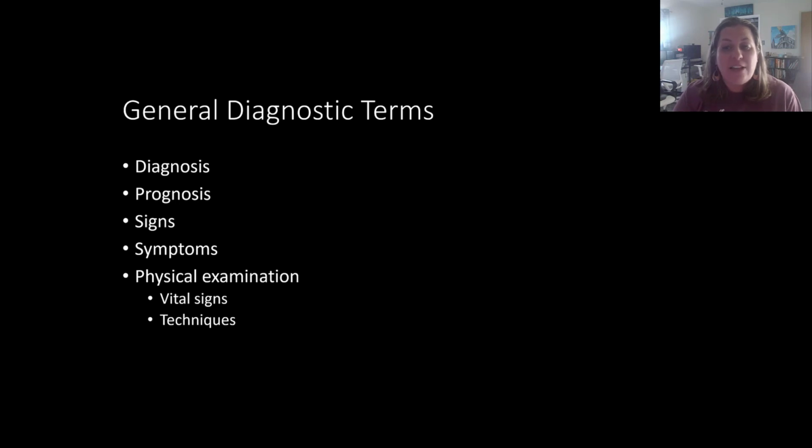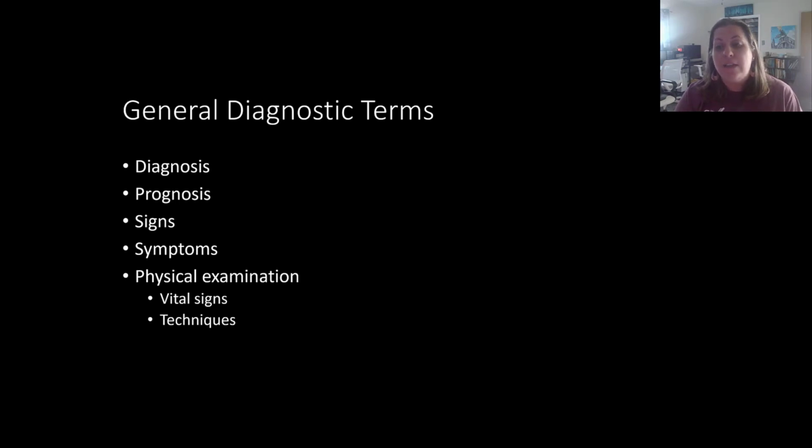Now, after we have a diagnosis, this also brings us to what we call a prognosis. Prognosis is the predictive outcome of the disease. What's going to happen? What are the chances that the patient's going to survive it? Is there any long-term damage? That's going to be the prognosis for the patient. Now, going back to signs and symptoms, we do need to know the difference.